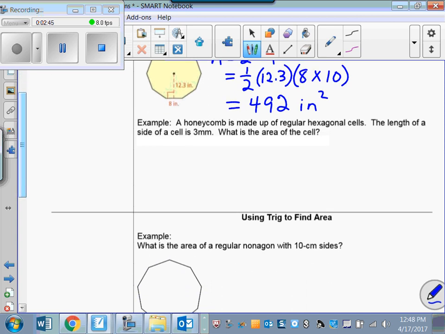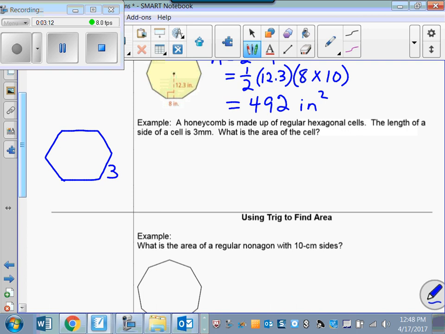All right, let's do another example. A honeycomb is made up of regular hexagonal cells. Hexagon, regular, 6 congruent sides and 6 congruent angles. All right, the length of the side of a cell is 3 millimeters. So 3 millimeters. What is the area of the cell? Okay, let's see what we have here.